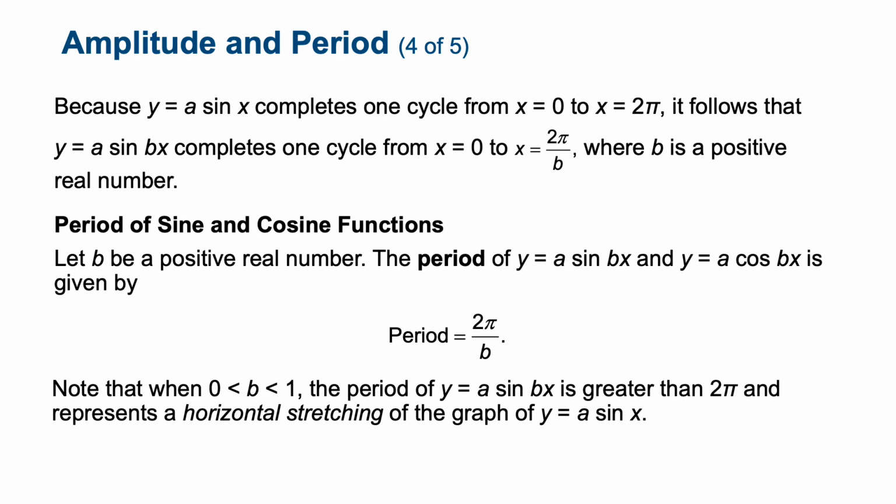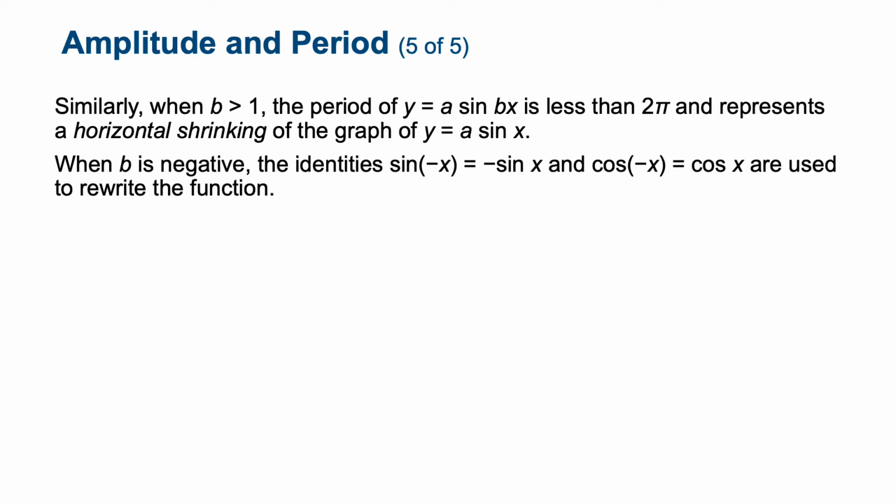So we define the period of y equals a sine of bx and a cosine of bx as 2 pi over b, because it gets divided by this coefficient of x that you see right here. Now when b is between 0 and 1, the period of a sine of bx is going to be greater than 2 pi, and it represents a horizontal stretch. And if b is greater than 1, it's going to be a horizontal shrink, right? Because the period will be 2 pi over b, and b is greater than 1, so it's going to be some kind of fraction, okay?